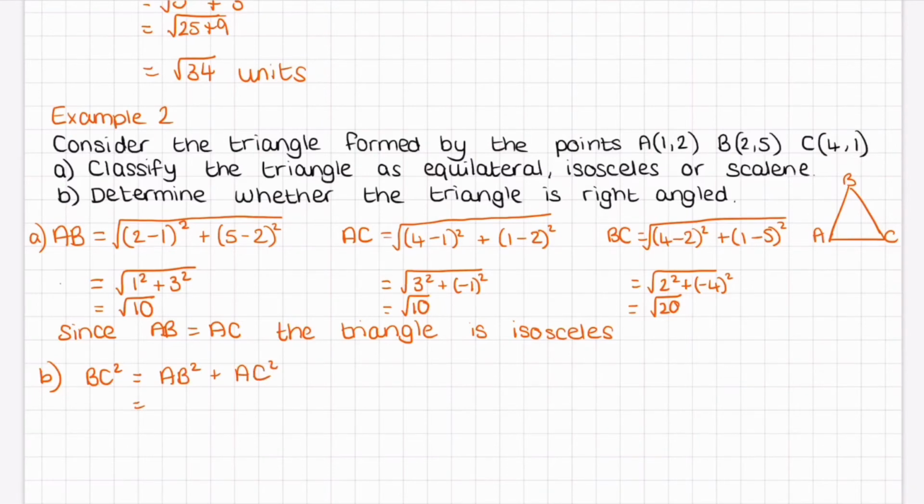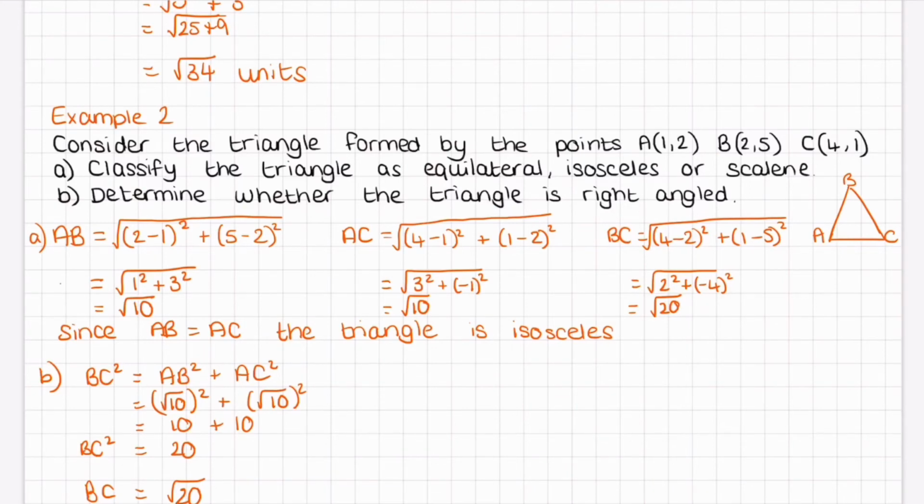AB squared is the square root of 10 all squared, AC squared is also the square root of 10 all squared, which equals 10 plus 10. So BC squared should equal 20, which means BC equals the square root of 20, which is what we had originally. So the triangle is right-angled.